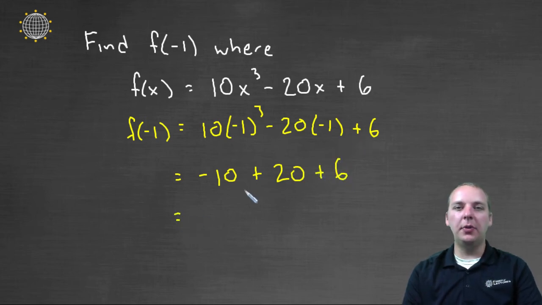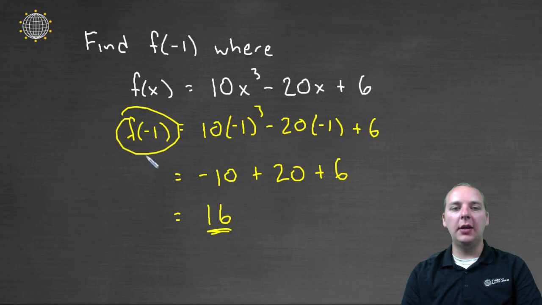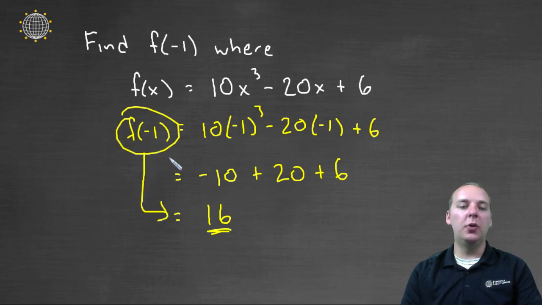Clean that algebra up a little bit. Negative 10 and 20 make 10. 10 and 6 makes 16. So we've evaluated this function at negative 1, and you could evaluate it at a lot more places as well, but I think we'll stop right there for this video.